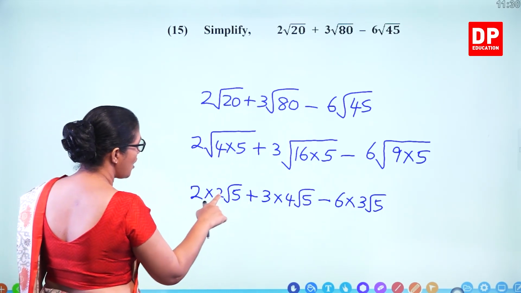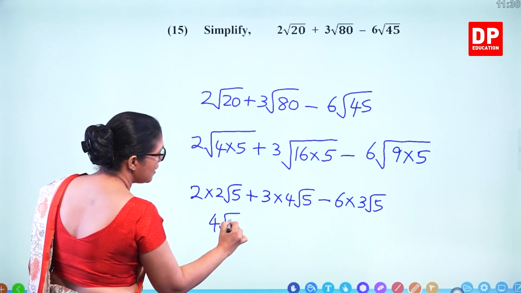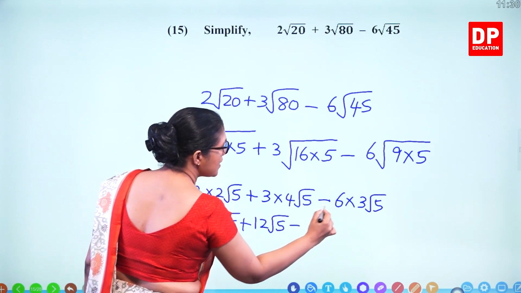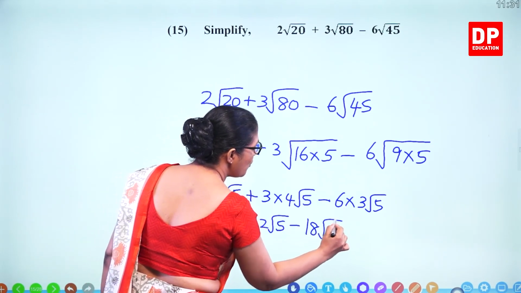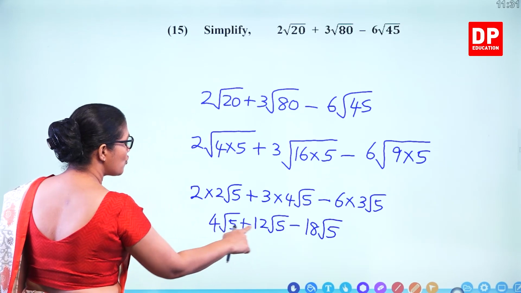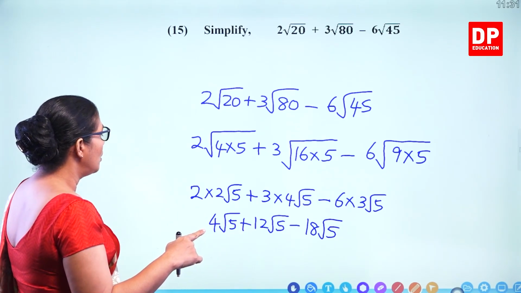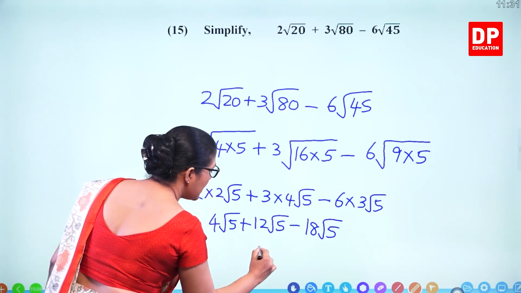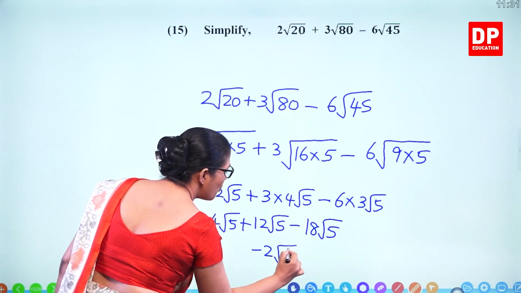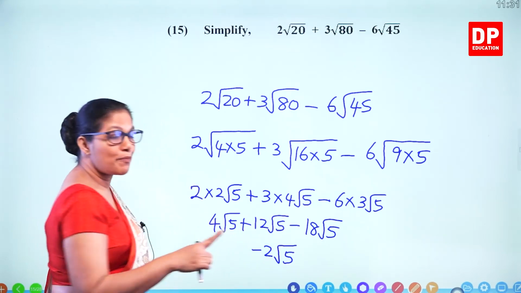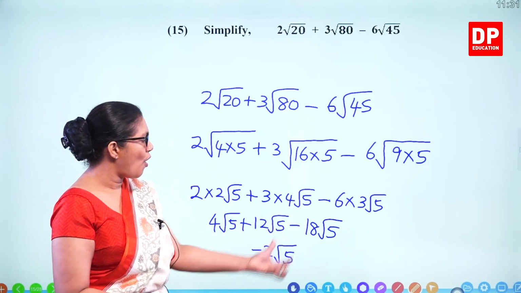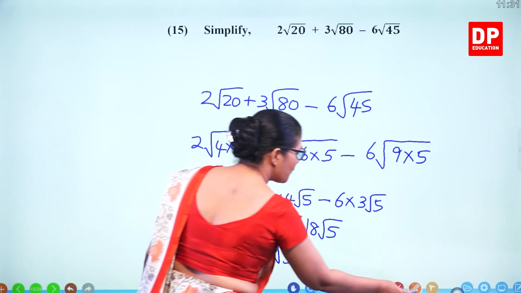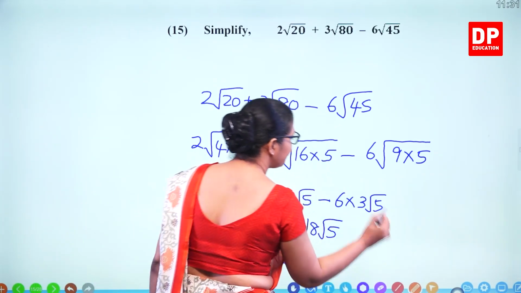Now multiply: 2 times 2, 4 root 5, plus 3 times 4, 12 root 5, minus 6 times 3, 18 root 5. Add these two, 12 plus 4, 16. 16 minus 18 is minus 2 root 5. You can add or subtract when you get the same surd form. So minus 2 root 5 is the answer. So, you get 2 marks for that.